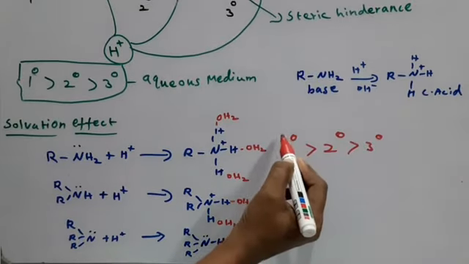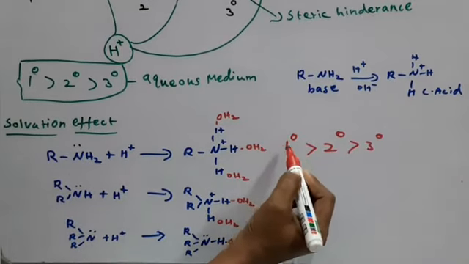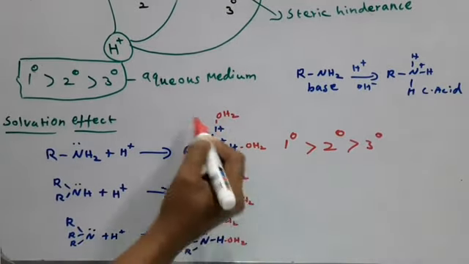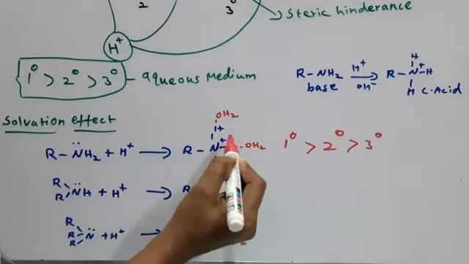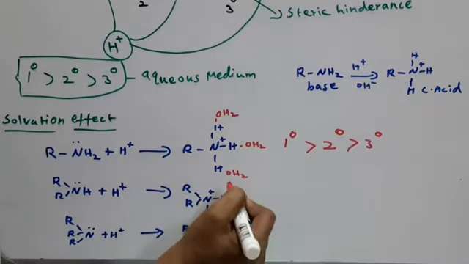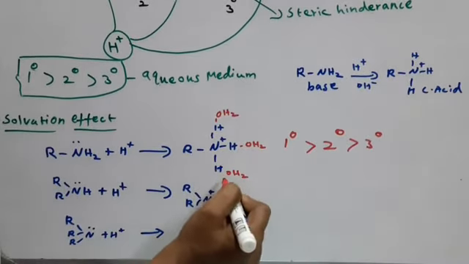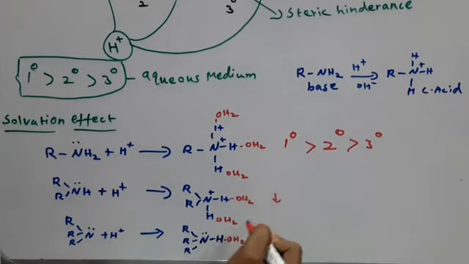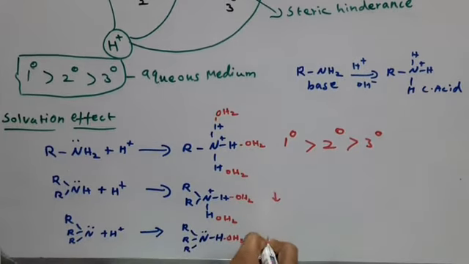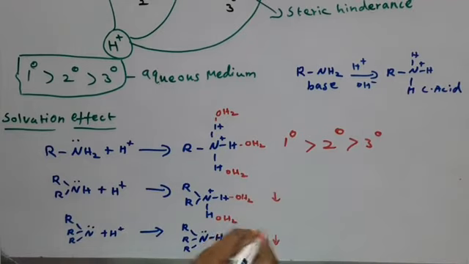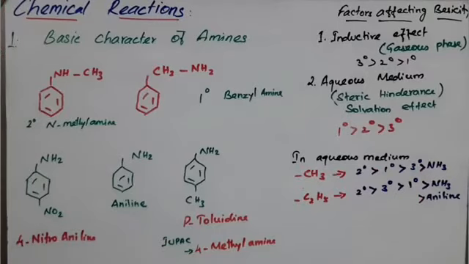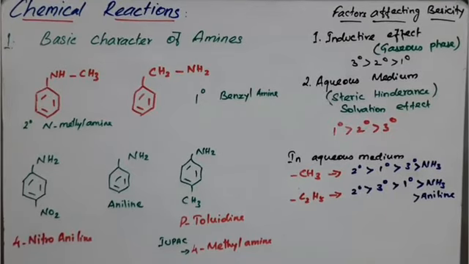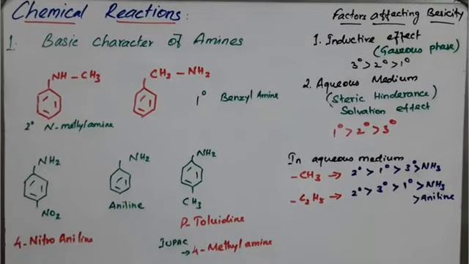Highly substituted ammonium, the cation, stronger would be the base. Because of the primary, there is no steric hindrance. The charge on the cation also increases with dissolving solvation effect. Here compared to this primary, the solvation effect decreases completely. Okay, right. For aqueous medium, the steric hindrance and the solvation effect on hydrogen bonding decide the basic character.